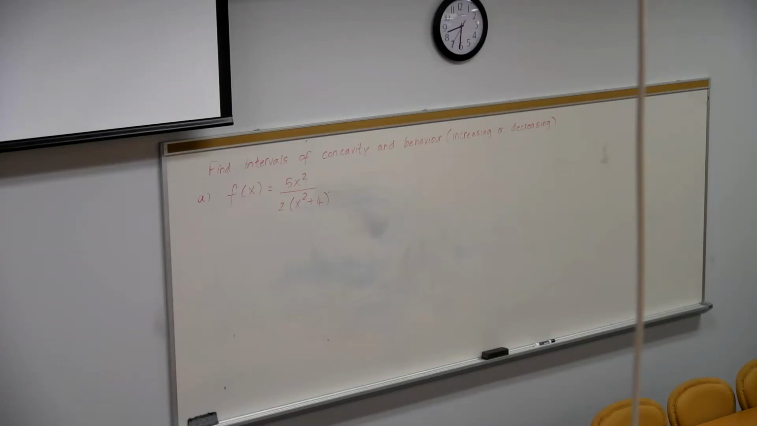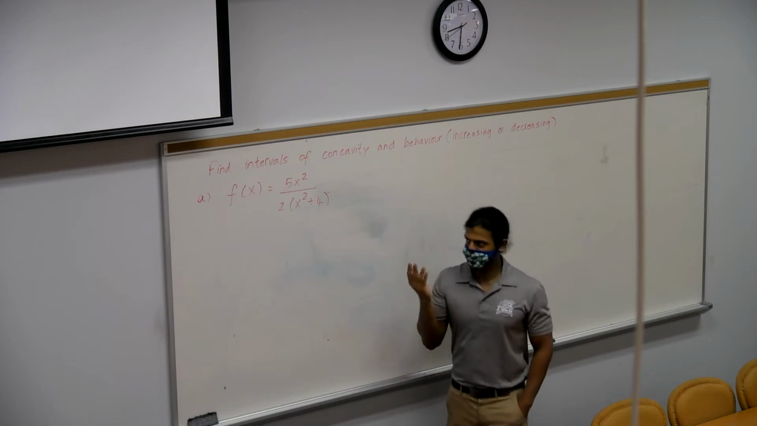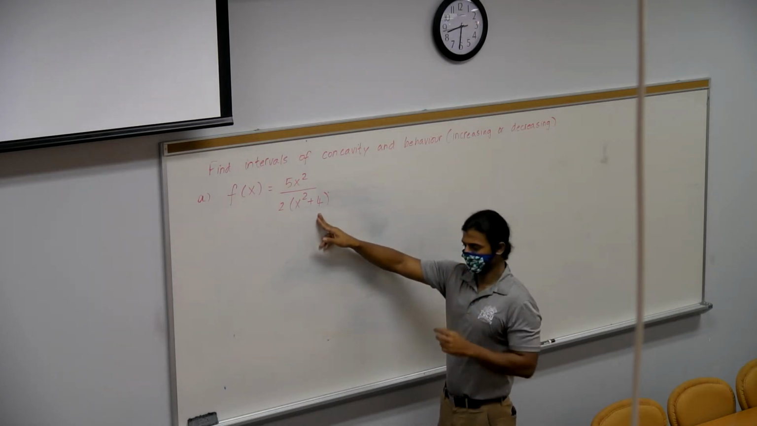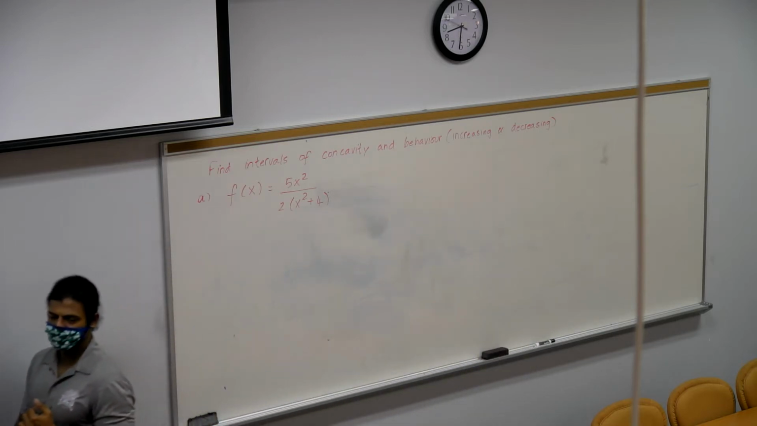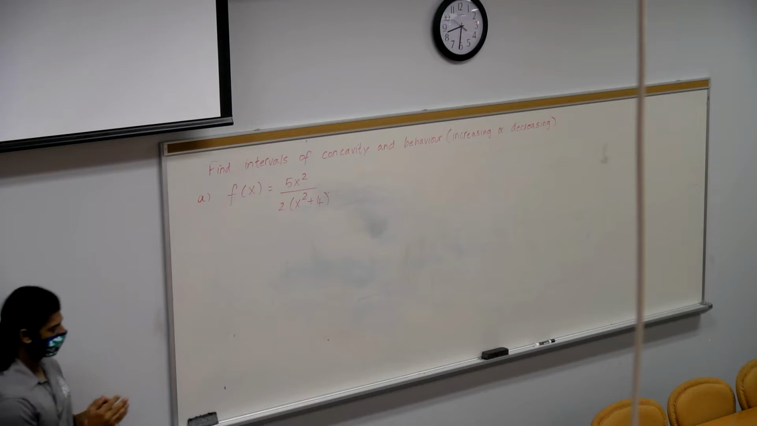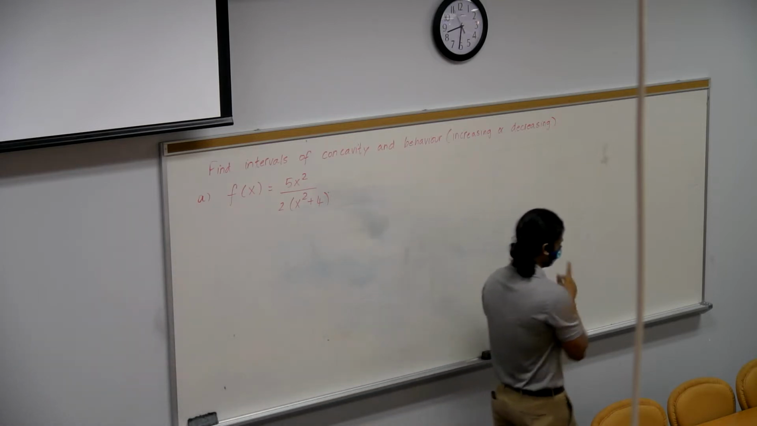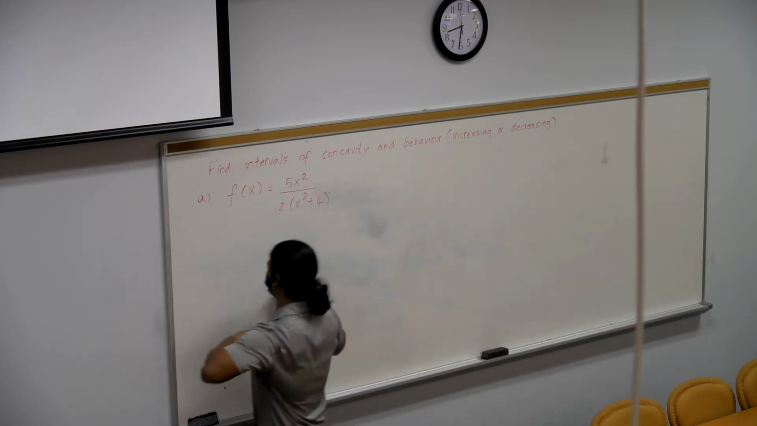Do we all agree that this is a rational function? It's 5x squared over 2 times x squared plus 4, which means that there is a possibility of a horizontal asymptote, there is a possibility of a vertical asymptote. Now, what is the horizontal asymptote for this function?